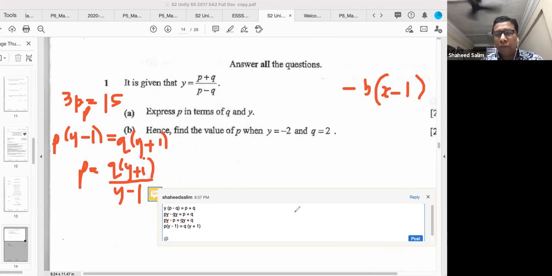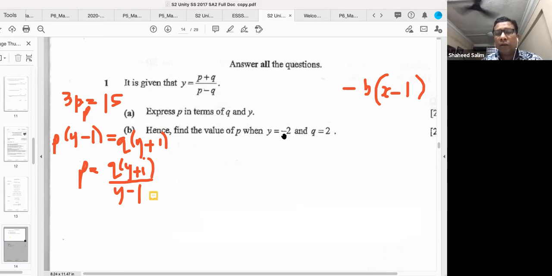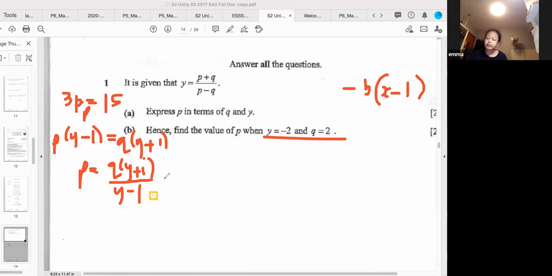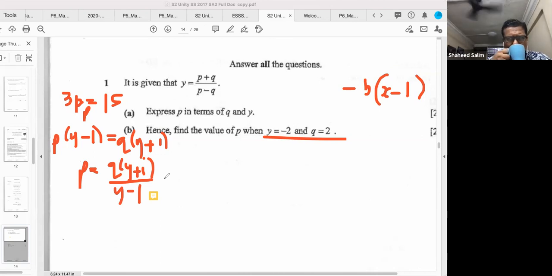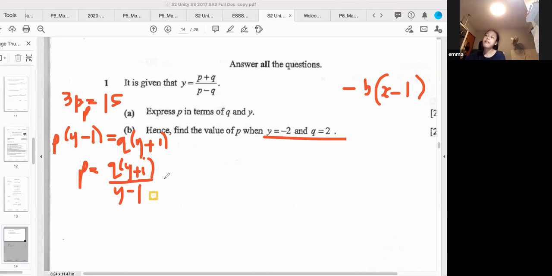Okay, so down here now you have this. They ask you to find the value of P when y equals -2, Q equals 2. Can you substitute and find out? You're supposed to put in the values down here. Two over three. Well done. That's the answer, 2/3.